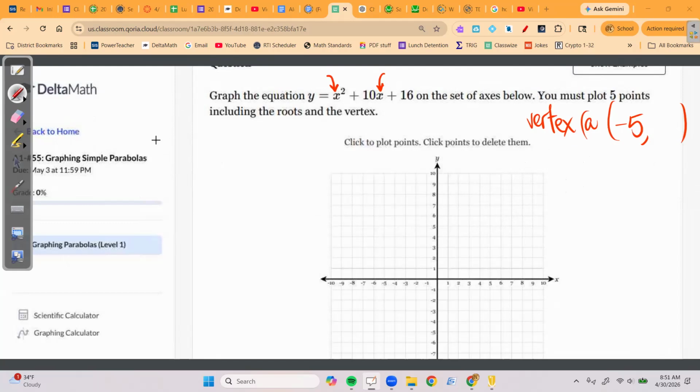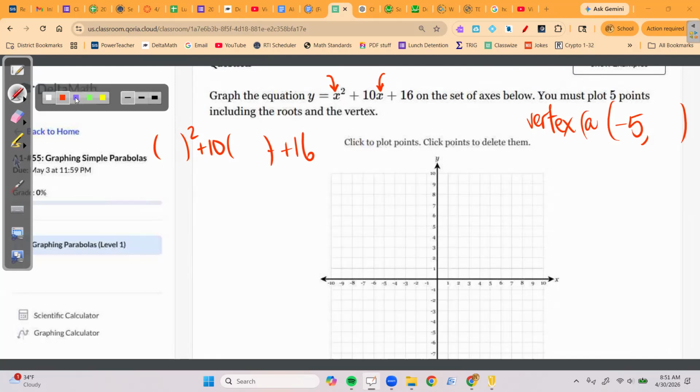So me showing my work would look like this: x squared plus 10x, plus 16. And in those voids where x's used to go, I'm going to put my negative 5 because that's what x is. We found it together. So we're going to put negative 5 and negative 5. And when we math this out, we're going to know where the vertex y coordinate will be here in just a moment. Pretty easy math, I think.